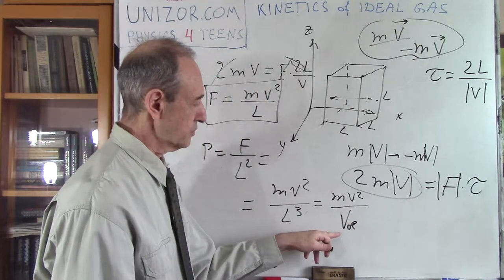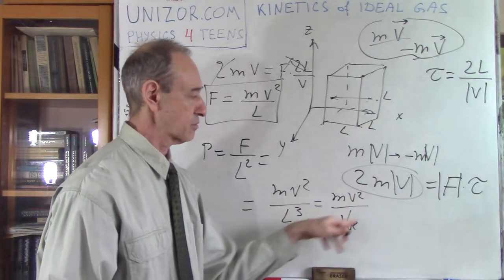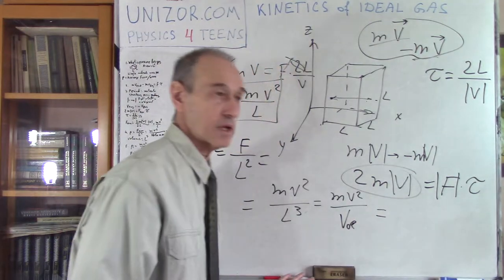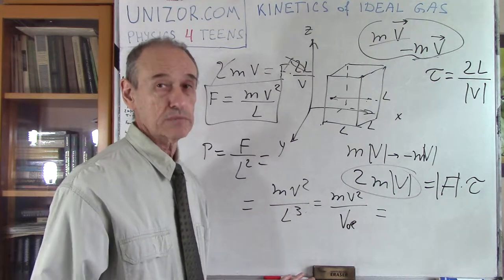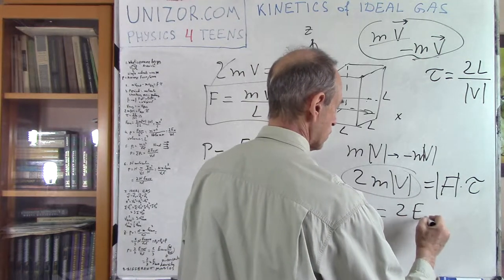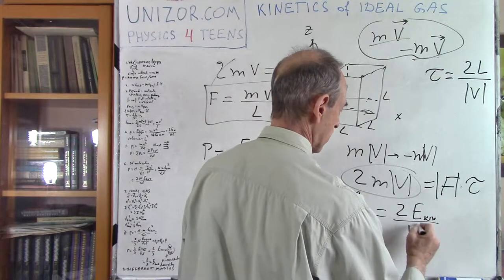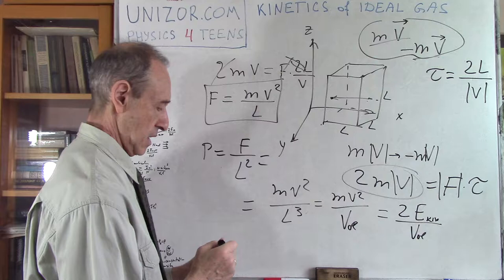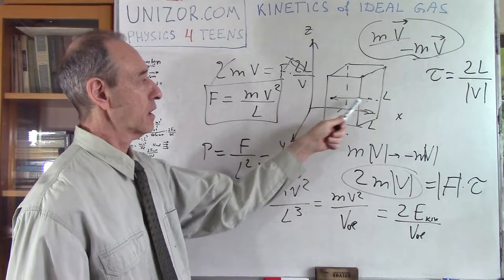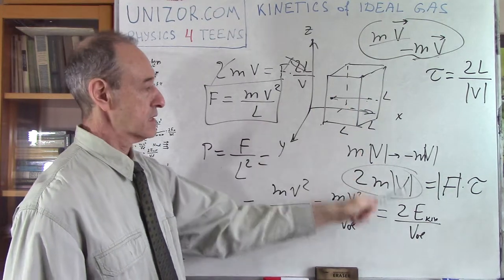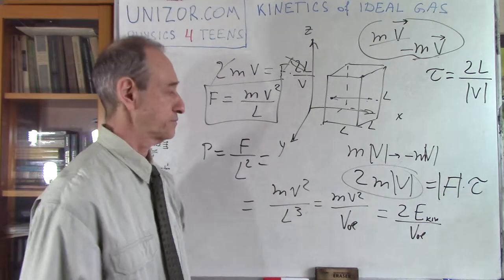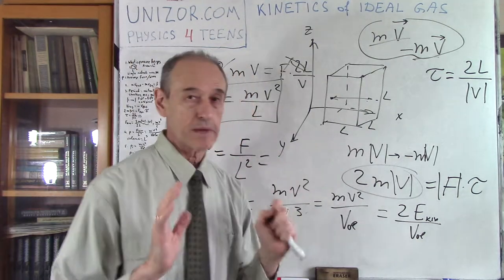I used volume also v, but the speed is v, so it's much easier to distinguish them. So this is the speed, this is the volume. And it can be expressed differently. What is mv squared? mv squared divided by 2 is kinetic energy, right? So we will have 2 kinetic energy of the molecule divided by volume. This is actually a very interesting formula. The pressure which the molecule exerts against the wall is equal to energy divided by volume of this cube. Okay, that's my first step.